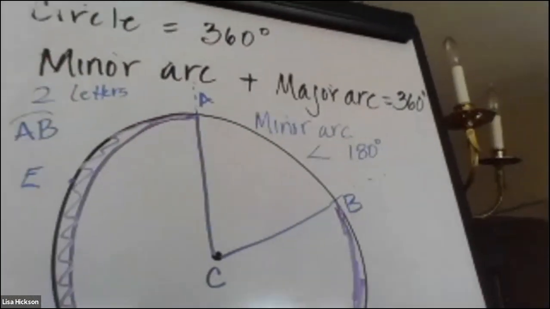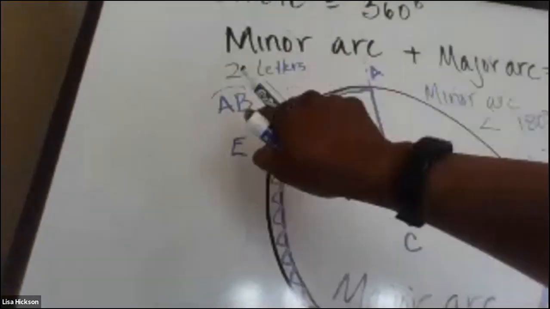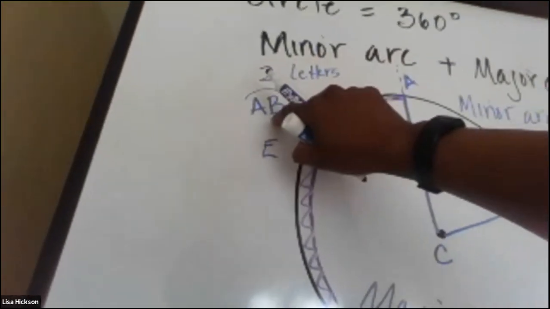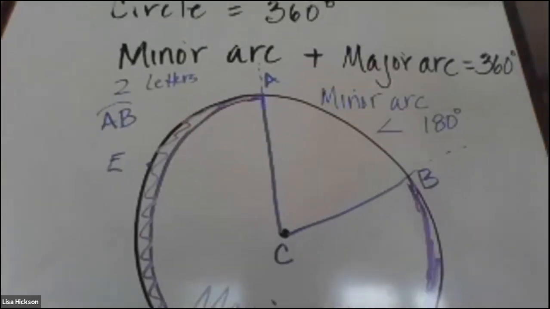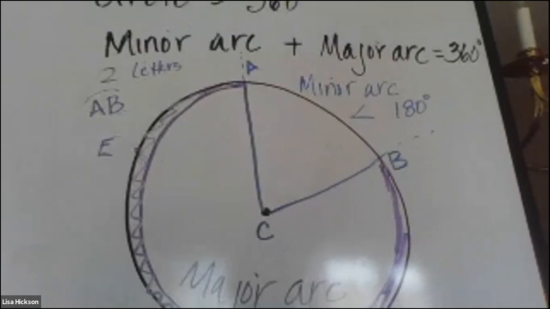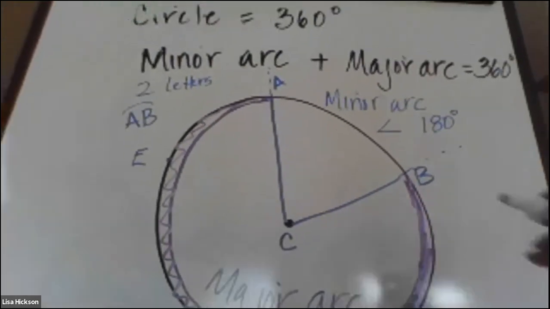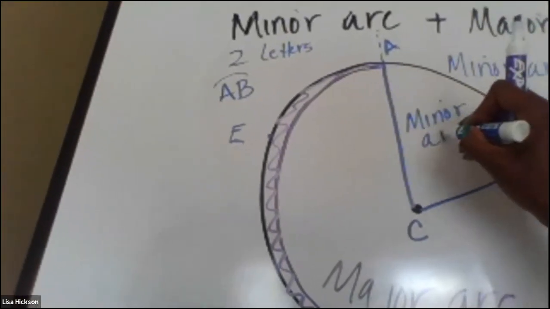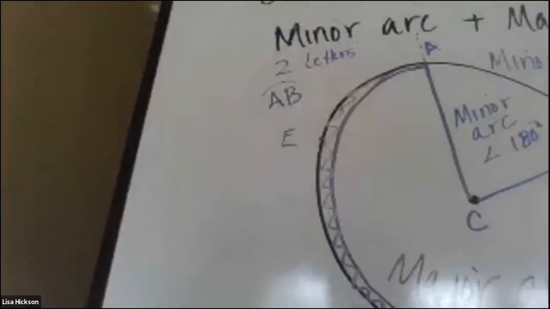Now, a major arc, because it is so large, will also start and stop at the same place as the minor arc, but you name a major arc in three letters because the letter in the middle tells you direction. Okay, so let me put this inside here. Minor arc is less than 180 degrees, because I want to use this space.